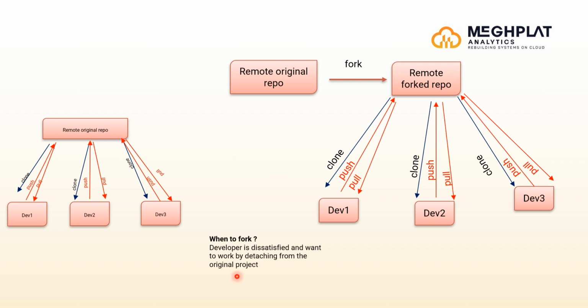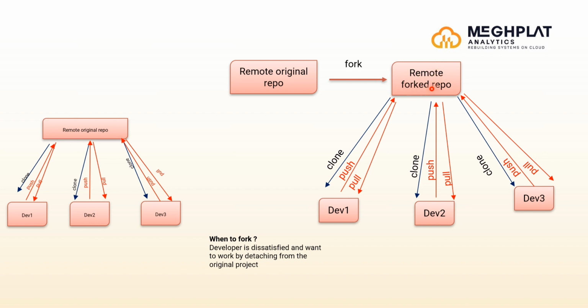You might be thinking when to fork. Whenever a developer or any team members are not satisfied with the way the project is going on, they ask the team to create a fork of the repository, and on the remote forked repository they ask them to work in a different fashion. So whenever we want to take a separate approach without touching the original repository, we can do forking. It's nothing but taking a copy of the project or any changes from the original repository.